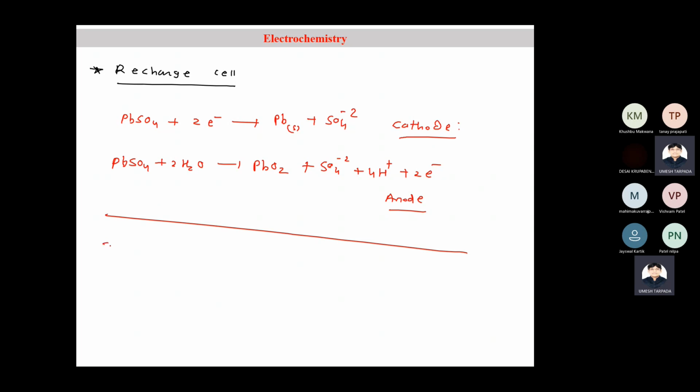And the overall reaction becomes 2PbSO4 plus 2H2O gives PbO2 plus Pb plus 4H plus 2SO4 minus 2. So this is the reaction taking place during the recharging process. It is opposite to the discharging process. This is one of the very important cells.